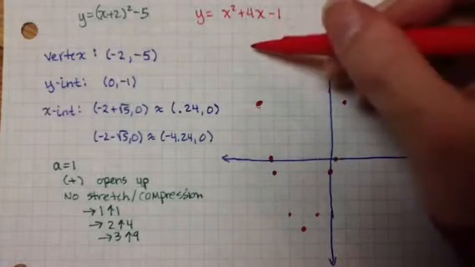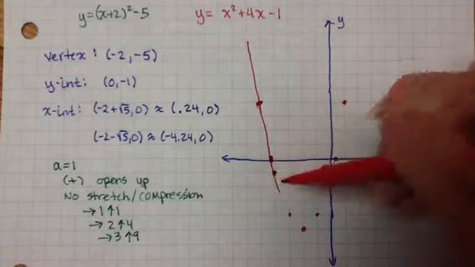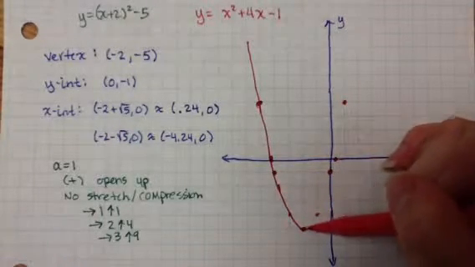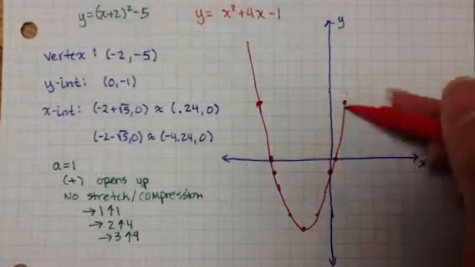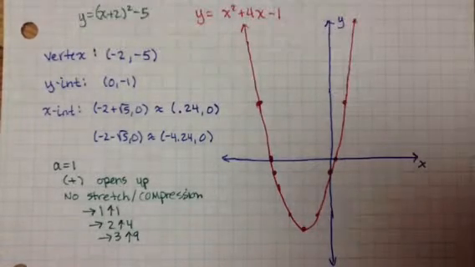Here is a picture of that parabola. Remember, we want to draw a nice smooth curve, nothing pointy, no straight sections, the best that we can, all the way to the edge of our graphs with arrows at the end.